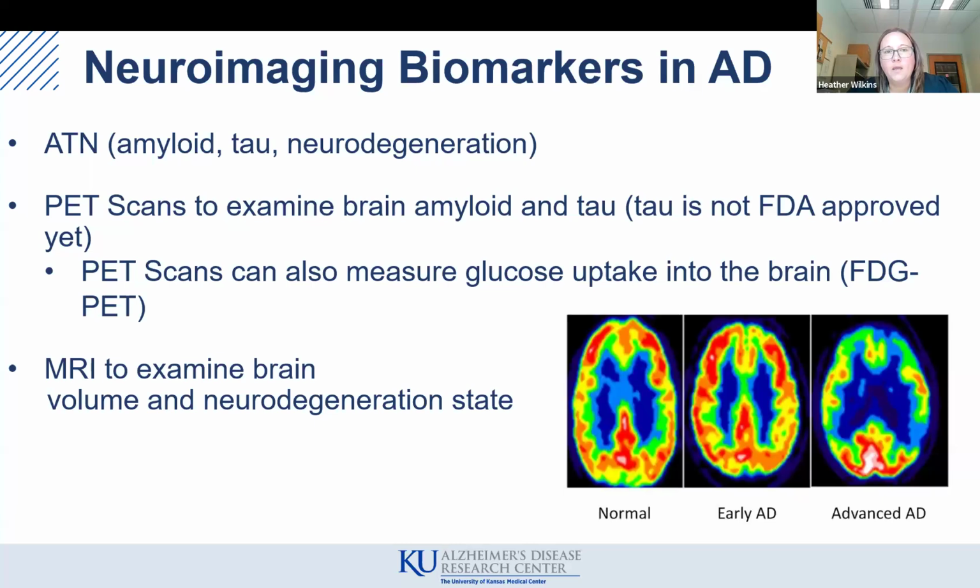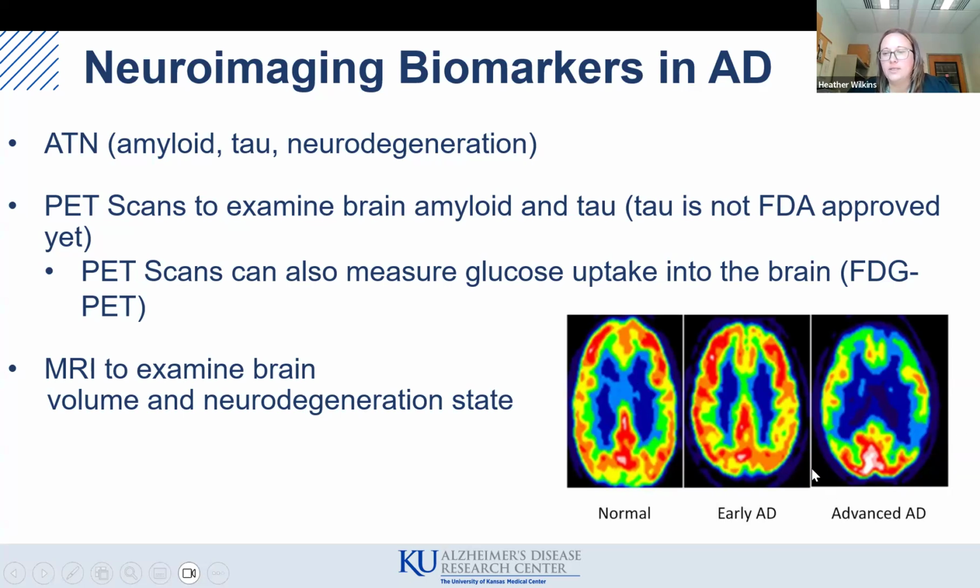right now. So we have the neuroimaging biomarkers in Alzheimer's disease, which again follow that ATN framework: amyloid, tau, neurodegeneration. PET scans are used a lot, like I said, to examine brain amyloid and tau. And they can also measure, as I said before, glucose uptake into the brain using a different radio label tracer called fluorodeoxyglucose, or FDG PET, in case you don't want to have to say fluorodeoxyglucose a bunch of times. And you can see some examples down here from an FDG PET or a glucose PET scan.